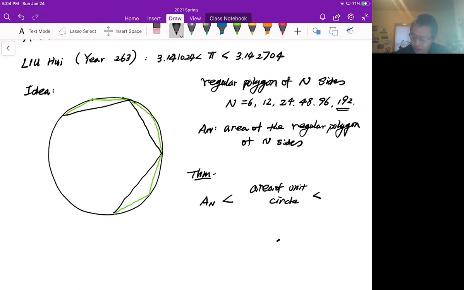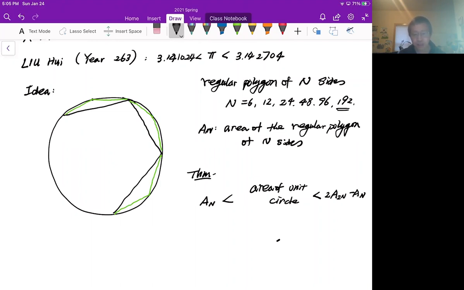Okay, the other one, it says that I have 2 times A of 2n minus A of n. This is clever. This is very, very smart. Okay, so let me explain that to you. All right, so you have the regular polygon of side n, right? So that's your previous step. And then you have the next step, right? The next step will be you make the number of the sides double. Like you go from 6 to 12, right? You can double that, right?